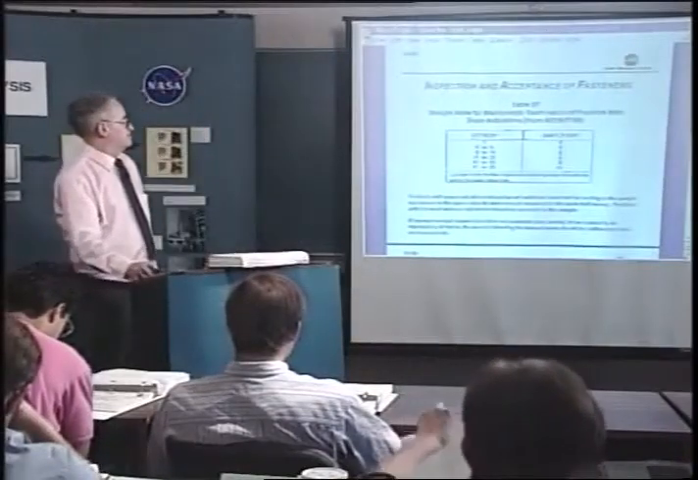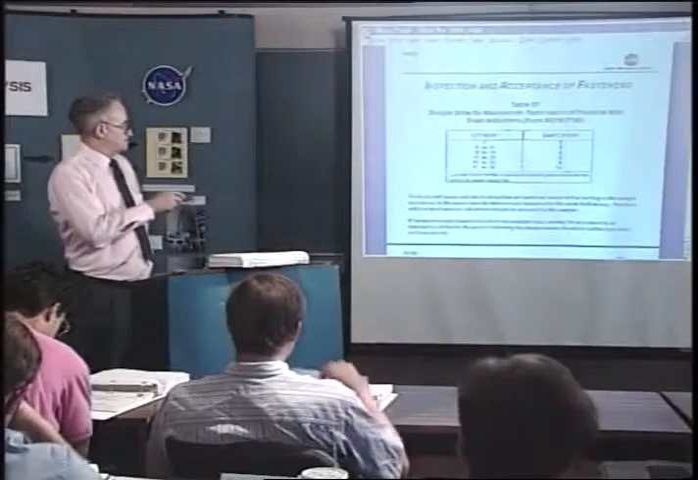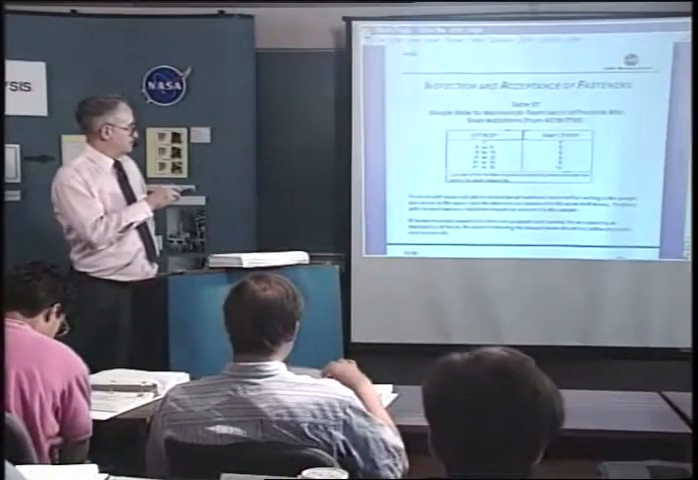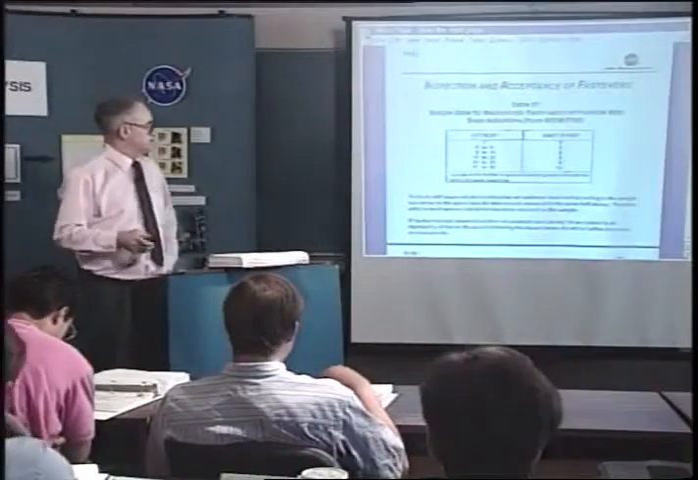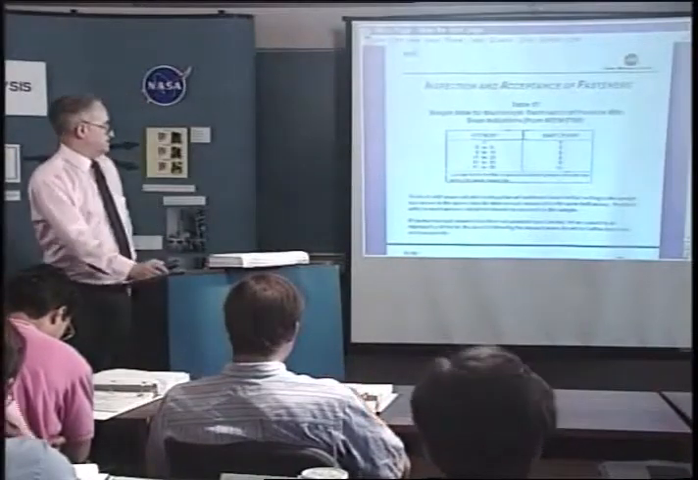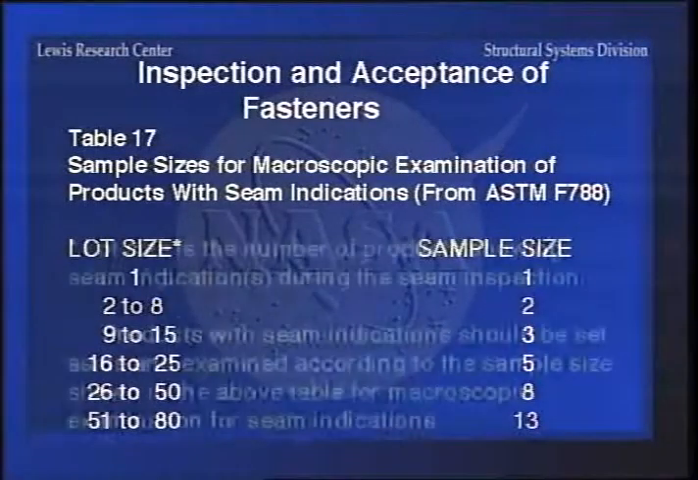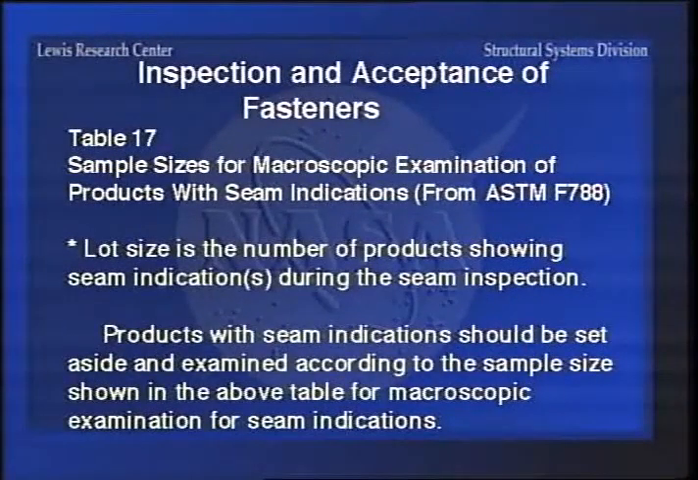Now, for macroscopic examination of products with seam indications, here is a sample table from ASTM F788. And you can take a look at them according to this sampling technique, and if they are not judged acceptable, then you can either conduct more tests or reject the entire lot.